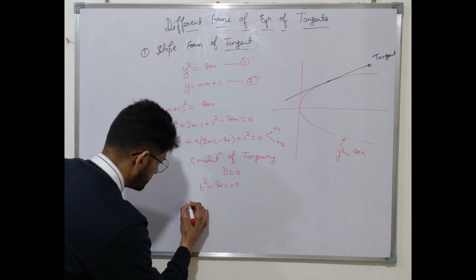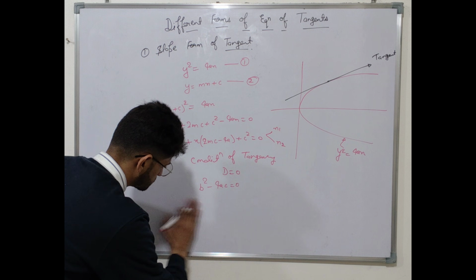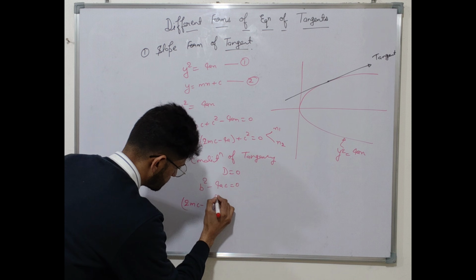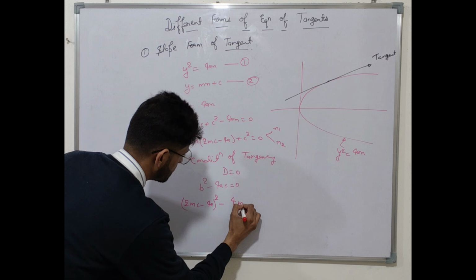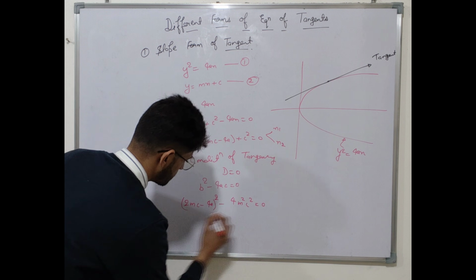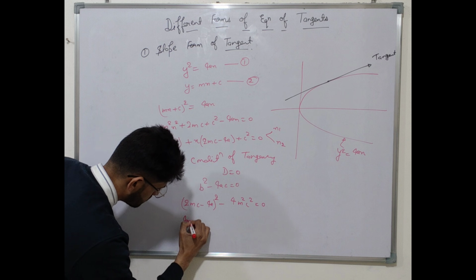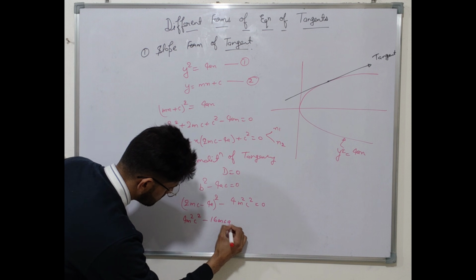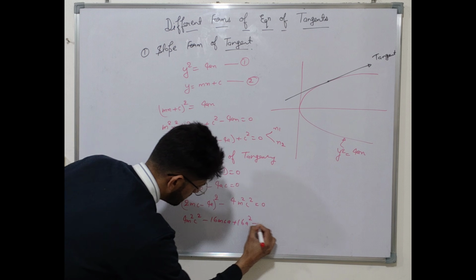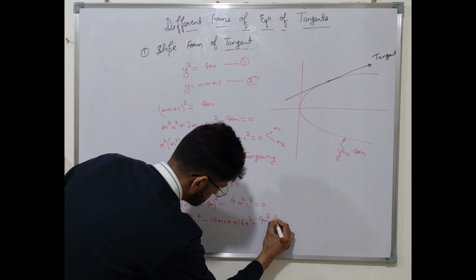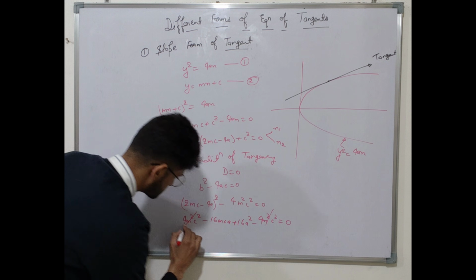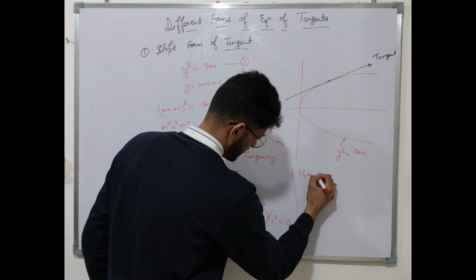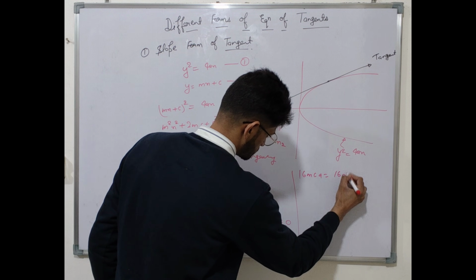So now from here we can write (2mc minus 4a) whole square minus 4 times m square c square equals 0. We will simplify it as 4m square c square minus 16mca plus 16a square minus 4m square c square equals 0. This will get cancelled out. From here we can write 16mca equals 16a square.